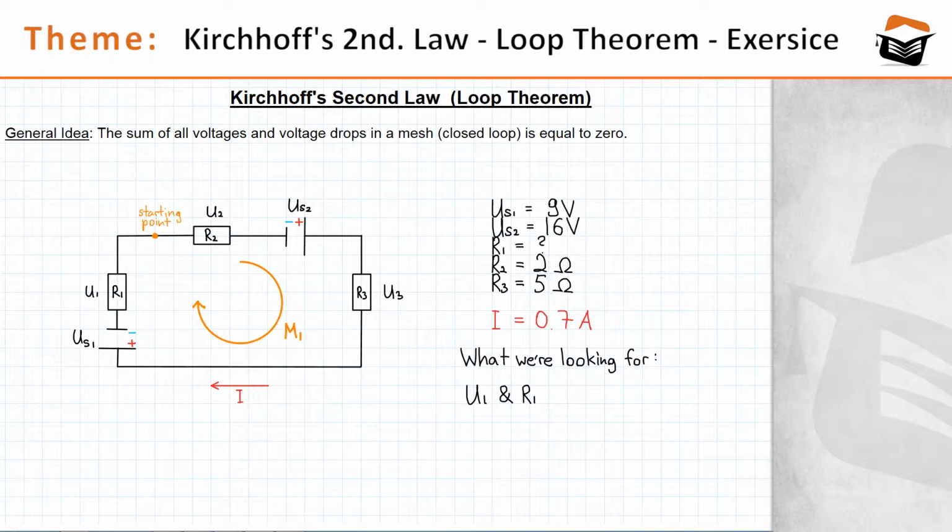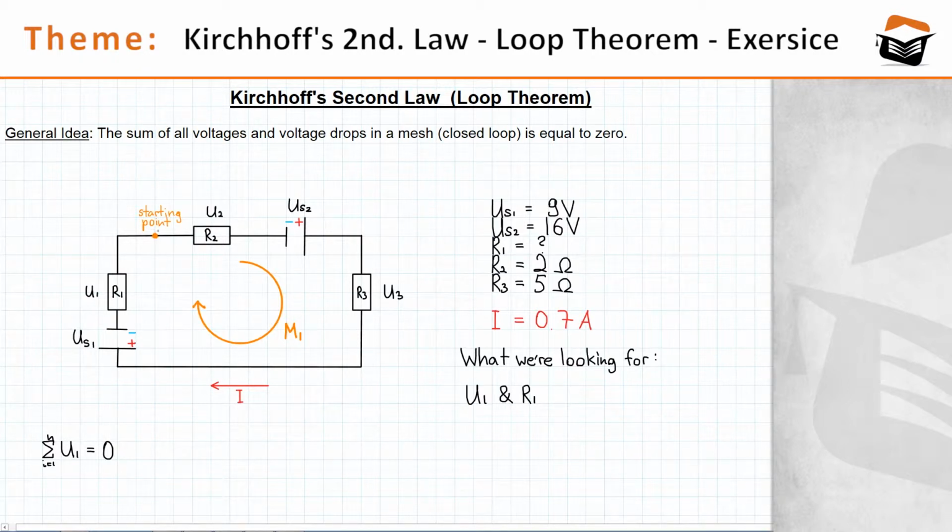So, do you remember how to set up the equation that reflects Kirchhoff's Second Law? The general expression is the sum of all voltages or voltage drops, and that's included in UI, is equal to 0. That's the general formula. And do you also remember how to specifically set up the equation for our circuit?